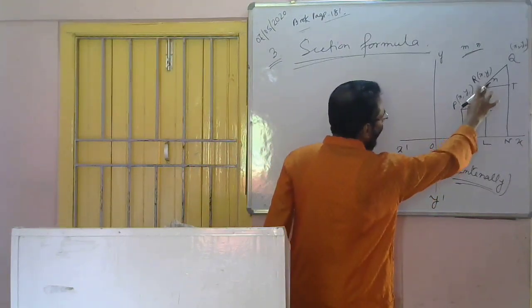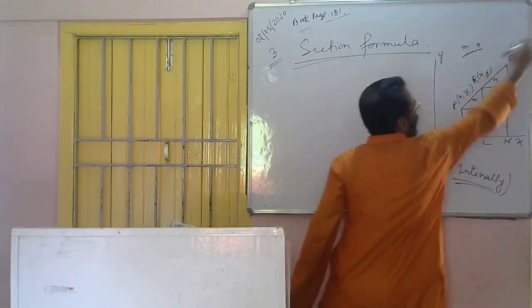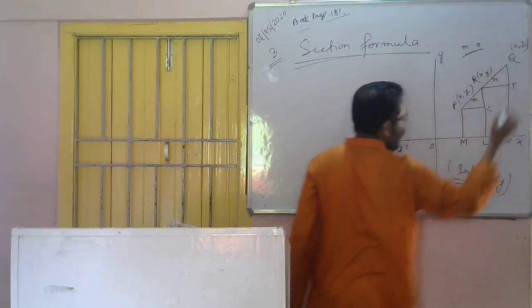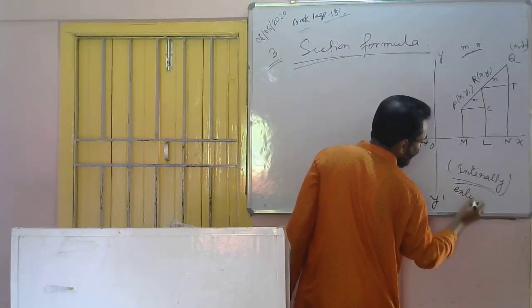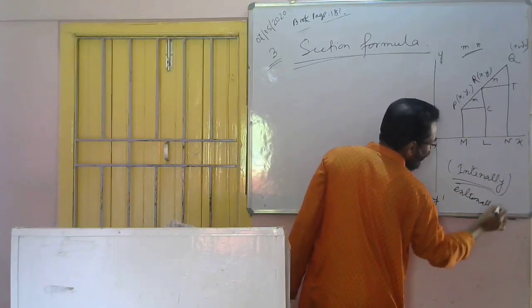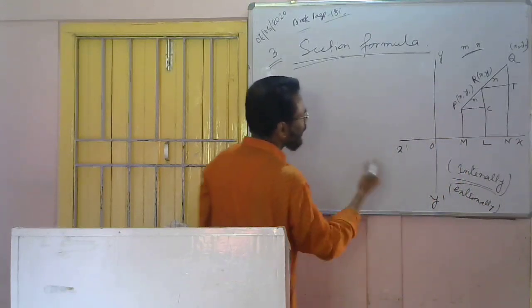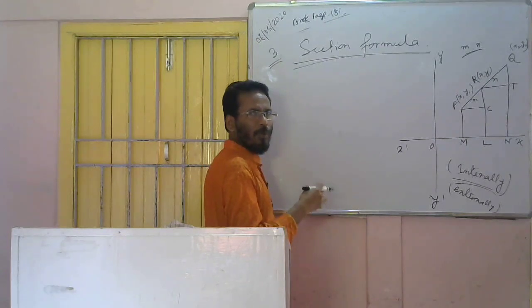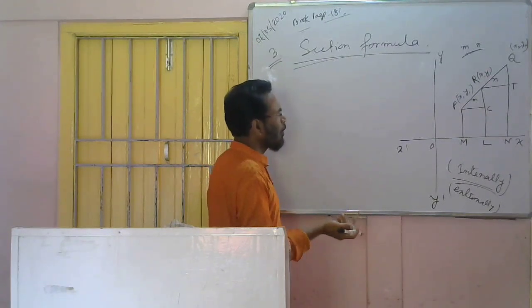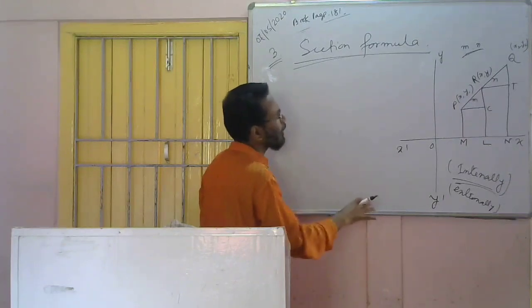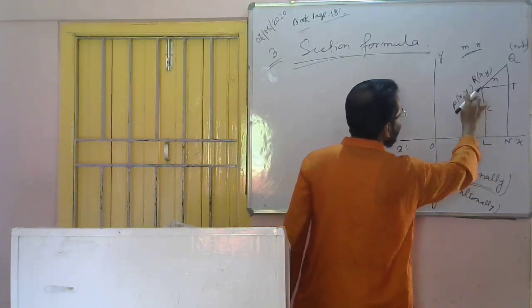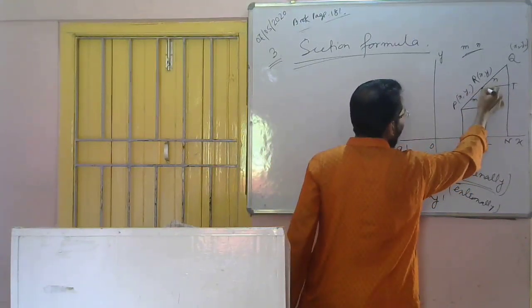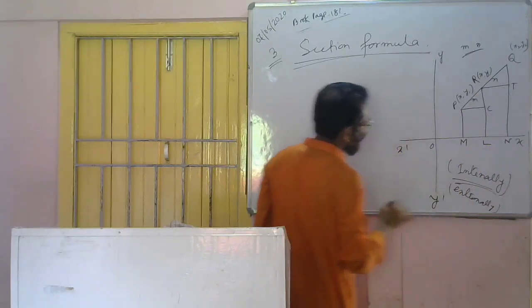So if this R is supposed to be here, then that will be external. Here all are the same. In internal division it will be plus, and in the formula of external division it will be minus. So we will discuss the internal division. Internal division means R is in between PQ.